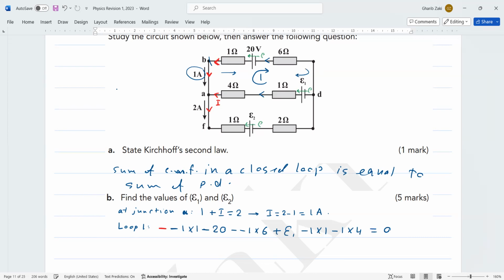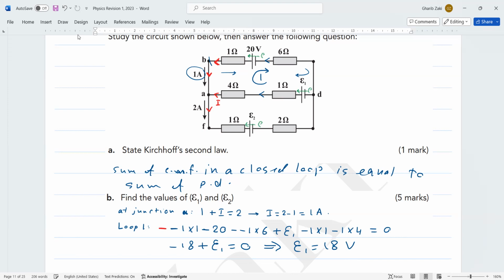From this, we can calculate E1. Let us do this together. Negative, negative, it's positive, minus 20, plus 6, minus 1, minus 4. So negative 18 plus E1 equals 0. From this, E1 equals 18 volts.